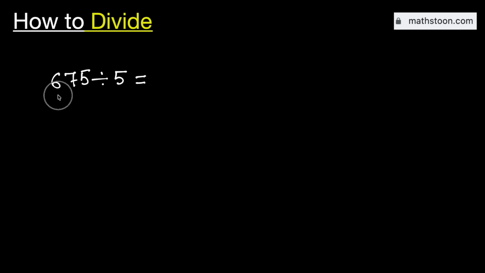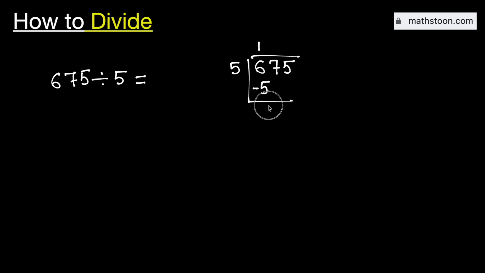Let's learn how to compute the number 675 by 5 using the long division method. Consider the first digit 6. We know that 5 times 1 is 5. Subtract, we get 1. Now as 1 is less than 5, so we will bring down this 7 here.